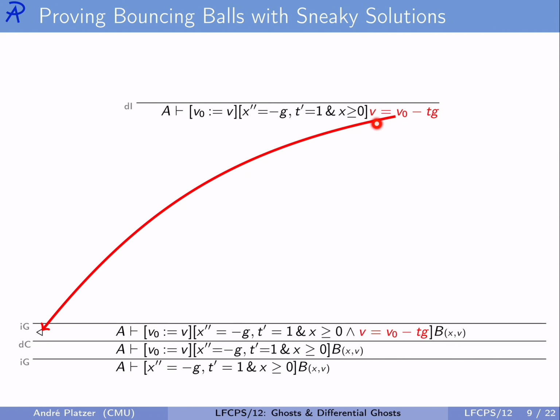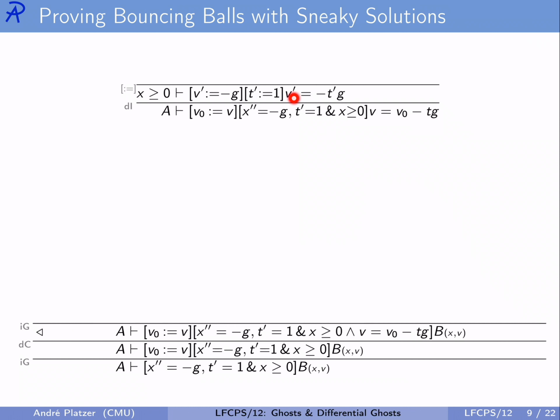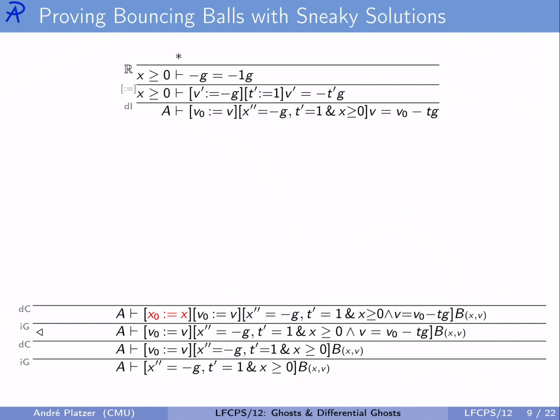Let's first do the proof. How do we prove that this is the case? Well, differential invariants, right? We put the prime of the formula, which will give us V prime equals minus T prime G. And then we plug in the value of V prime and the value for T prime. That will require us to prove that minus G equals minus 1 times G, which is really easy to prove by arithmetic. So that worked. And we come back to the proof down here and continue this.